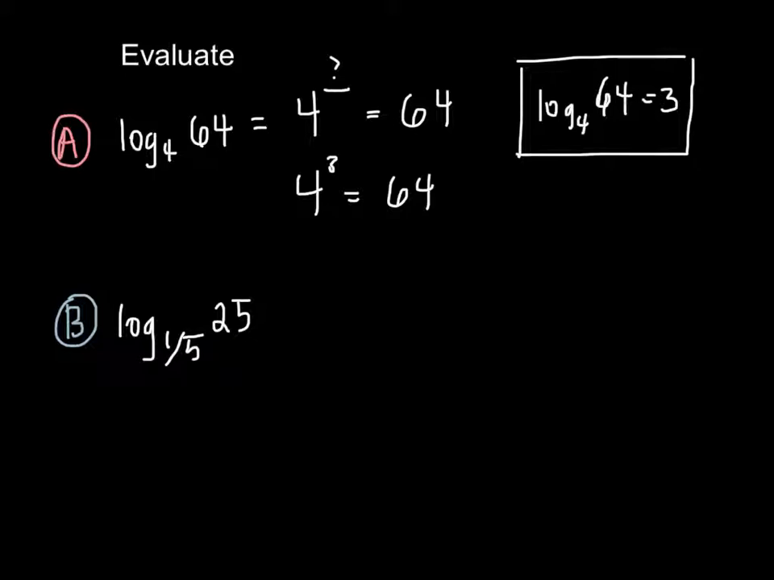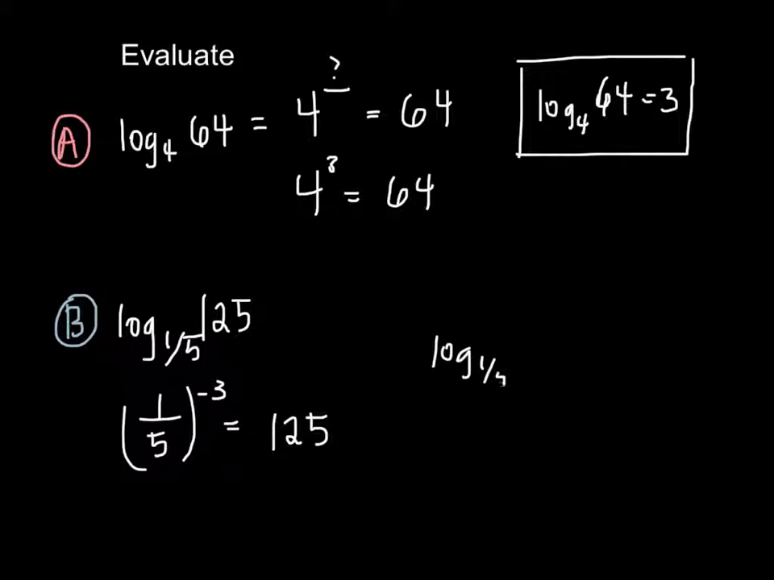Next, we have log base 1/5 of 125. We know that 1/5 to the -3rd equals 125. Oh, excuse me, this is supposed to be 125. So 1/5 to the -3rd is 125. Therefore, log base 1/5 of 125 equals -3.